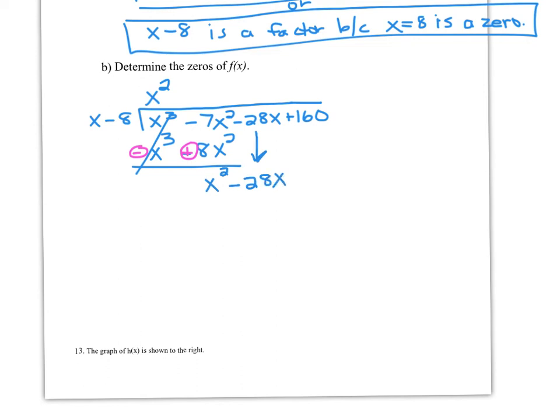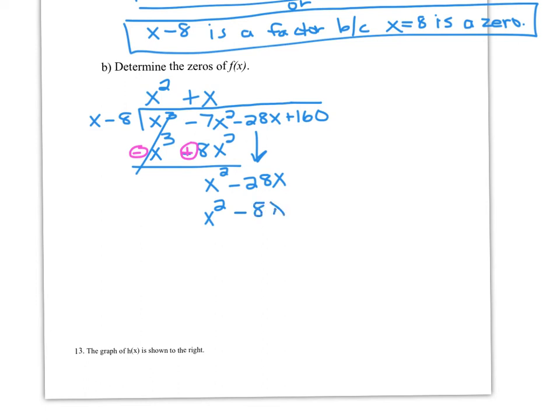We look at the first term outside the division bar, and then we look at the first term where we left off down here under the division bar, and we say, well, what do I multiply x by to give me x squared? Well, x. So I'm going to put an x up on top. And then x times x is x squared. And x times negative 8 is negative 8x.